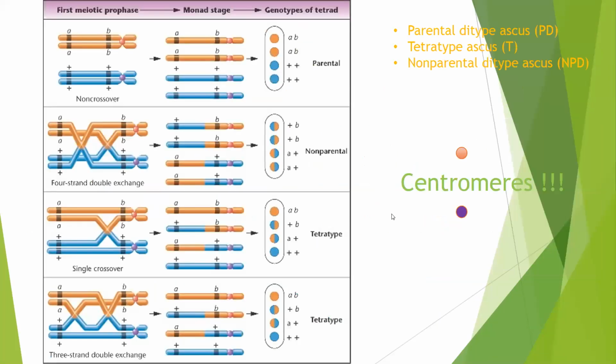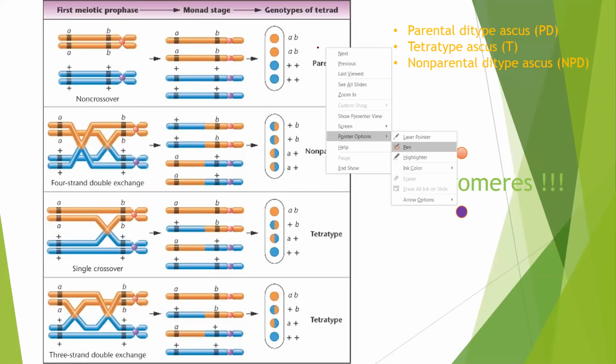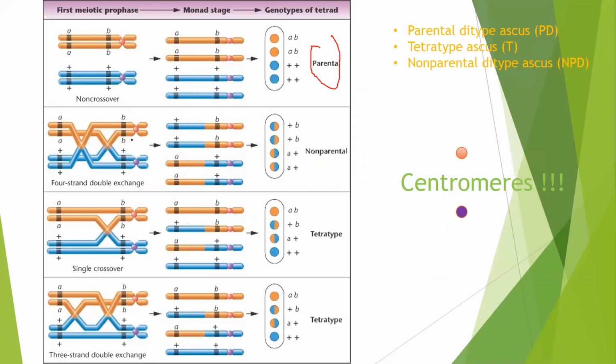All right, so this slide just gives you some idea how this happens, right? If these two genes, A and B, are linked and there's no crossing over, this will give you the parental ditype. This is the parental ditype. And if there's many crossing over occurring, you're going to generate recombinants for all four progeny. So this will give you the non-parental type.